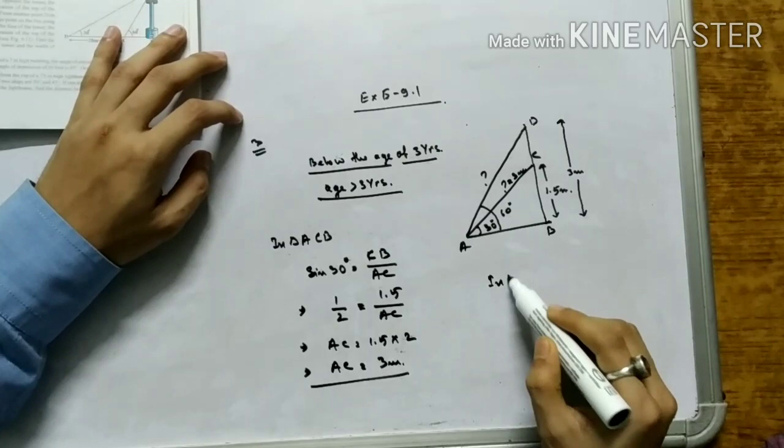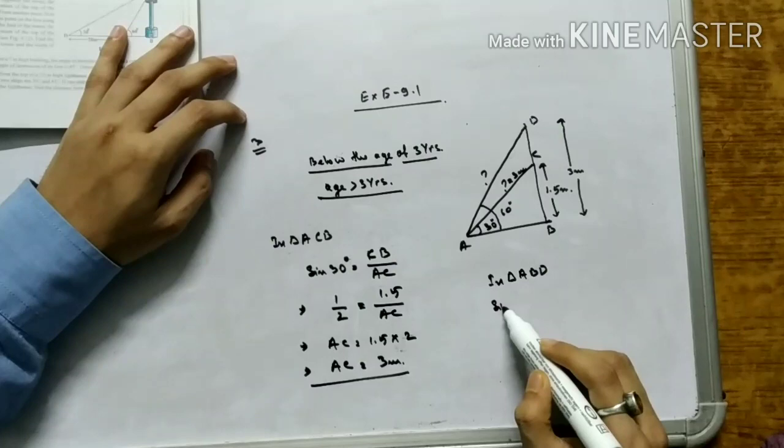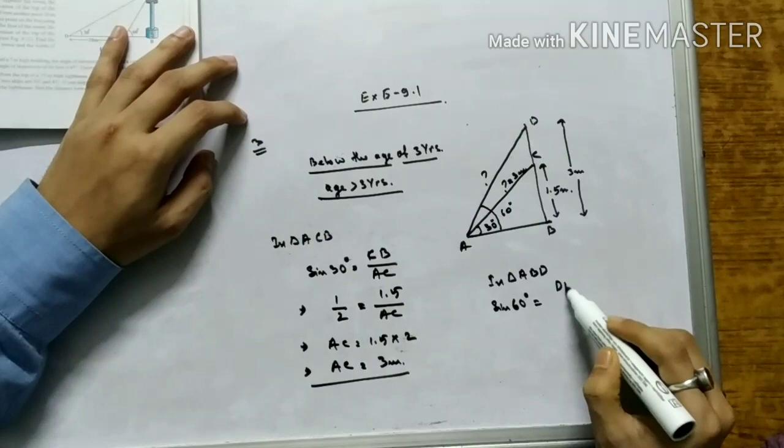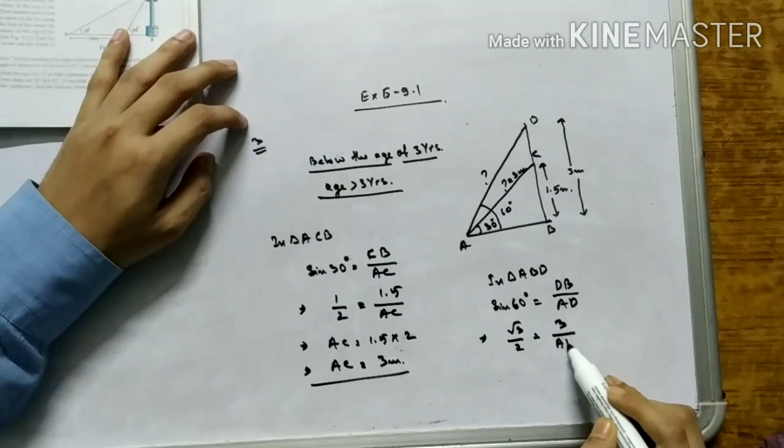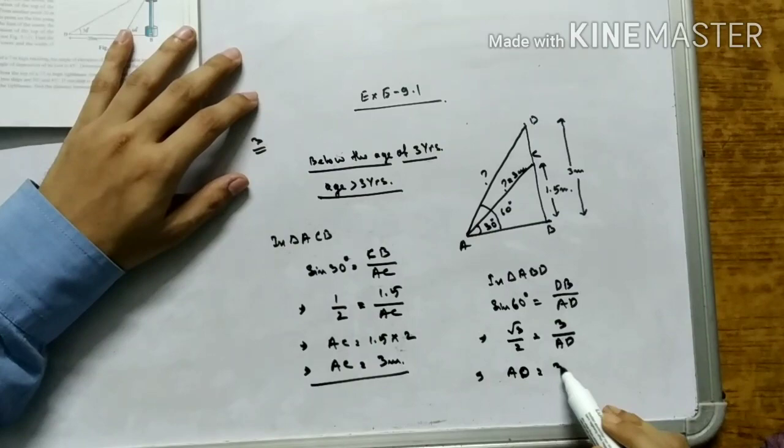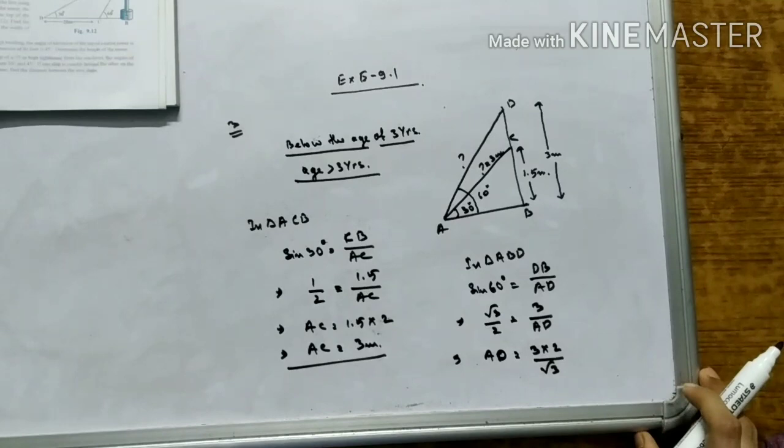Again in here also I will use sine only. Sine 60 degree is equal to DB by AD. Sine 60 is root 3 by 2, equals DB, which is 3, by AD. So AD is equal to 3 into 2 by root 3.